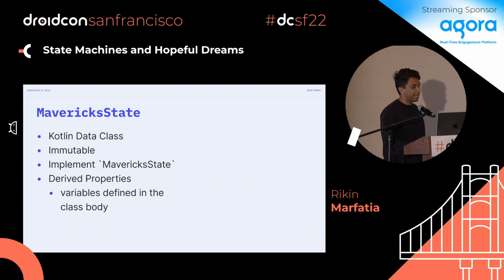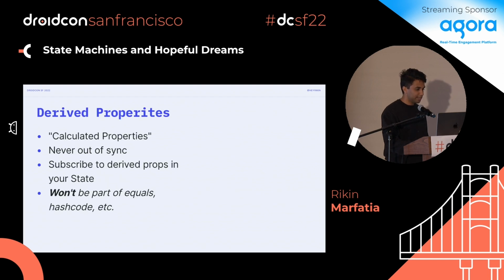But a big thing that Airbnb and Mavericks really talk about is this concept of derived properties within your state, within your Kotlin data class. And actually what they are is variables assigned in the class body, so not in the class constructor. But let's dive into that a little bit, because I thought it was pretty interesting. Another way to rephrase that is that these would be calculated properties.